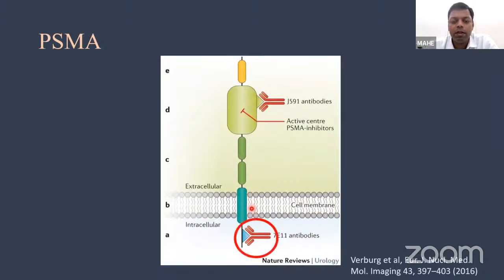Initially, when ProstaScint was used, it was attached to the intracellular part of the PSMA, which made it very difficult. Once you inject the drug, if it is not attaching to the extracellular part but the intracellular part, the sensitivity decreases, because the number of molecules attaching here will be quite less than at the extracellular part. So currently what we use is this.